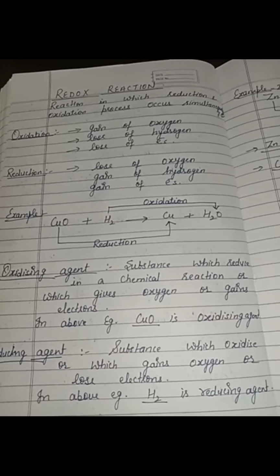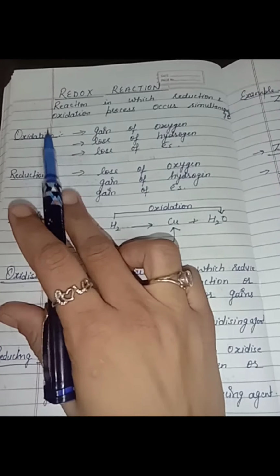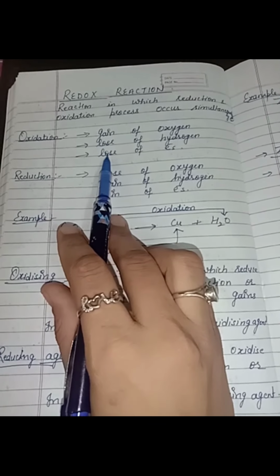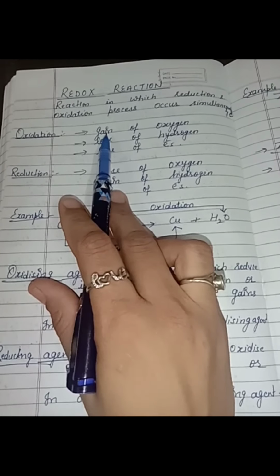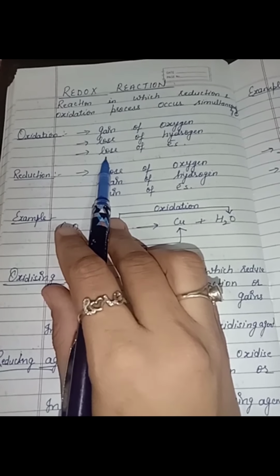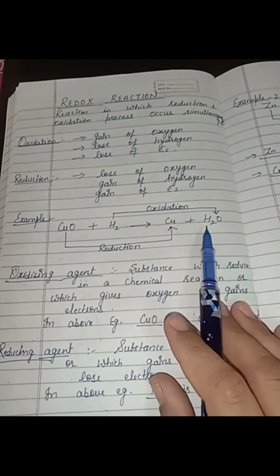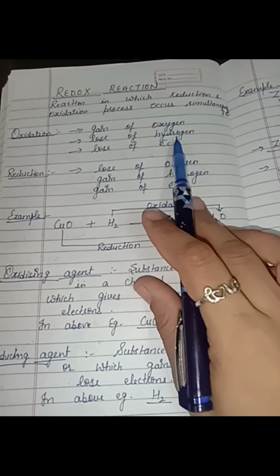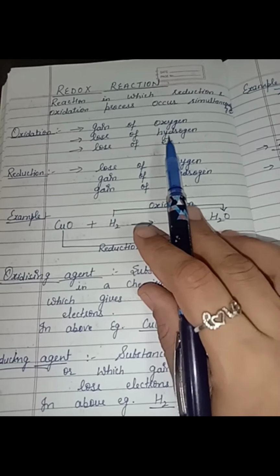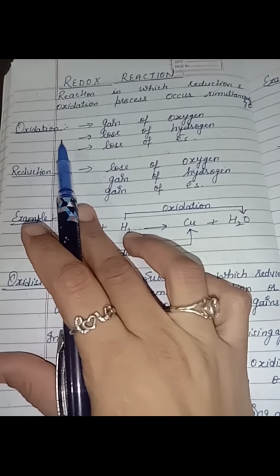So before studying this reaction, we should know the meaning of oxidation and reduction. Oxidation means the process in which either gain of oxygen, loss of hydrogen, or loss of electrons takes place. So if in any reaction, going from reactants to products, gain of oxygen, loss of hydrogen, or loss of electrons by any substance takes place, then that process will be oxidation.